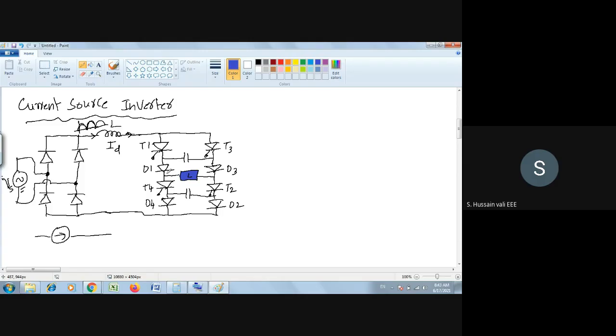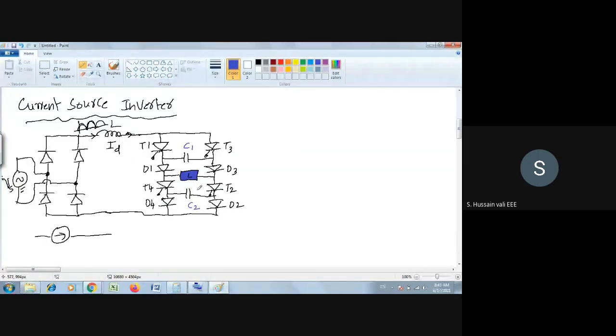Then you have a few things which you need to understand. What is this capacitor? What are these diodes? I will call this capacitor C1 and this capacitor C2. Why we put these diodes and why we put these capacitors, that also we will understand after the completion of this operation.